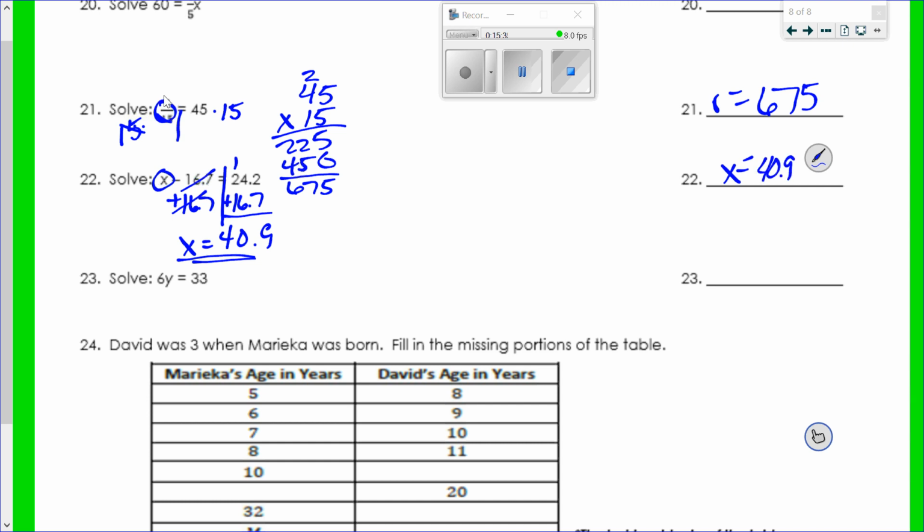Okay. And our last one here, y. Dividing by 6, because that's the opposite of multiplying. Those go away. Y equals 33 divided by 6. How many times is that going to go in? 5. Uh-oh, I didn't get to a 0. I can't solve this. I just add a decimal, right? 5 and 5/10. So y equals 5 and 5/10.